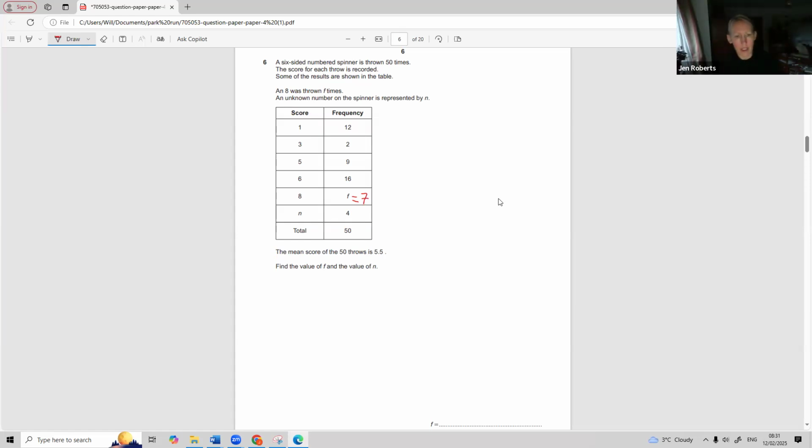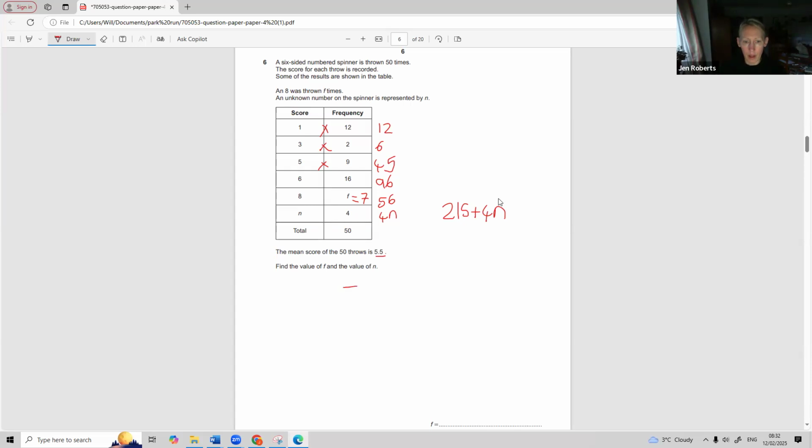Okay, next step. We're actually given the mean score. So we're given our answer for 50 throws. How would you normally find the mean from a frequency table? Well, we start by doing our score times frequency, which we can do in a lot of these cases. But this one is just 4n. Okay, so our next step would usually be finding the total of this column here that I've created. If I add those up, we have 215 plus 4n. Once we've got our total, we usually divide it by 50 to then get our answer.